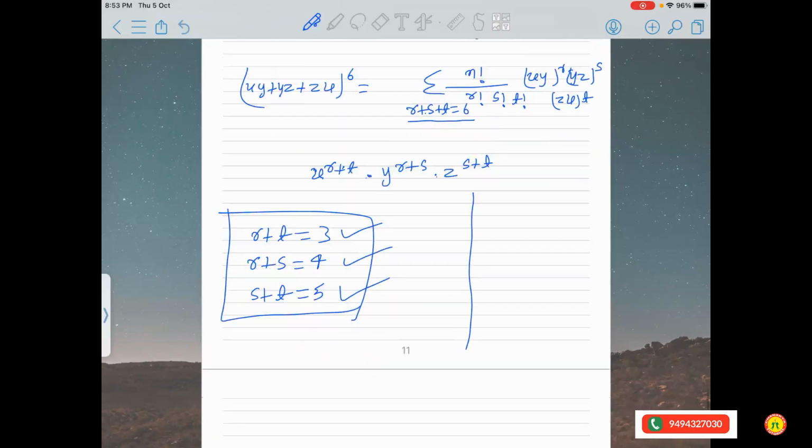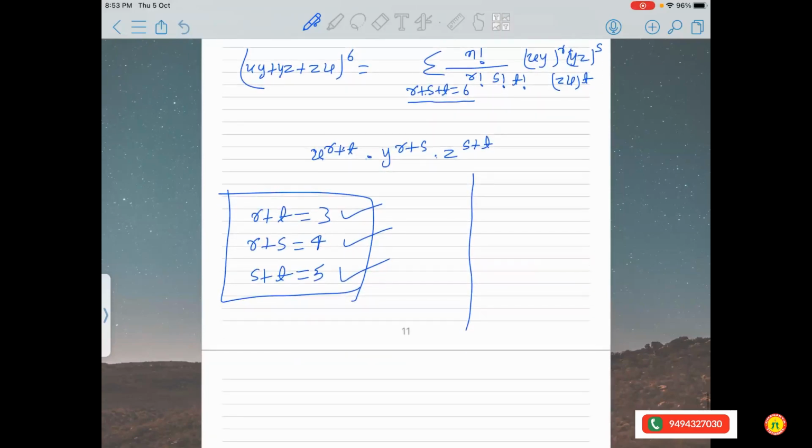So now we can answer this question. Now also r plus s plus t is equal to 6. If you add any two equations, then 2r plus t plus s equals 7, right? Got it?